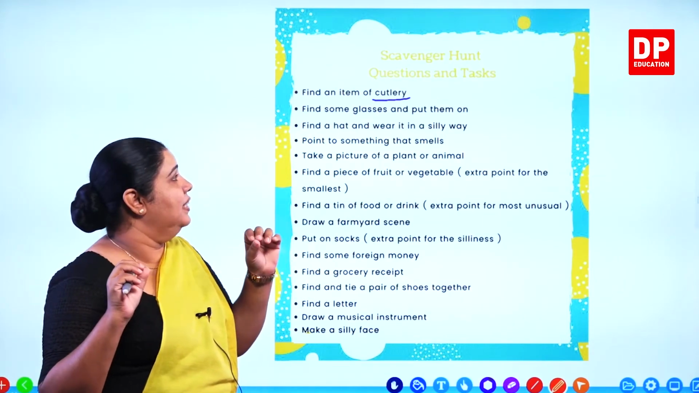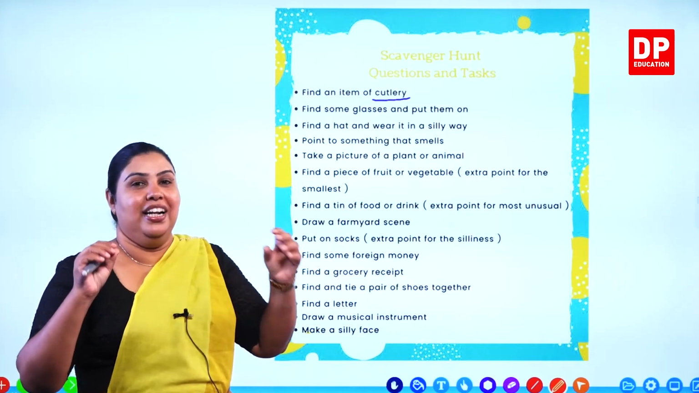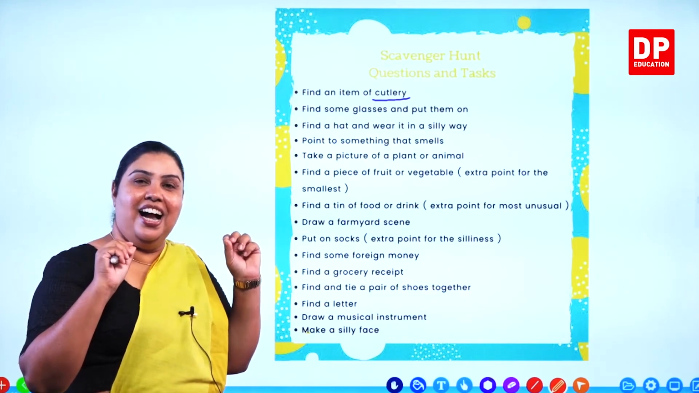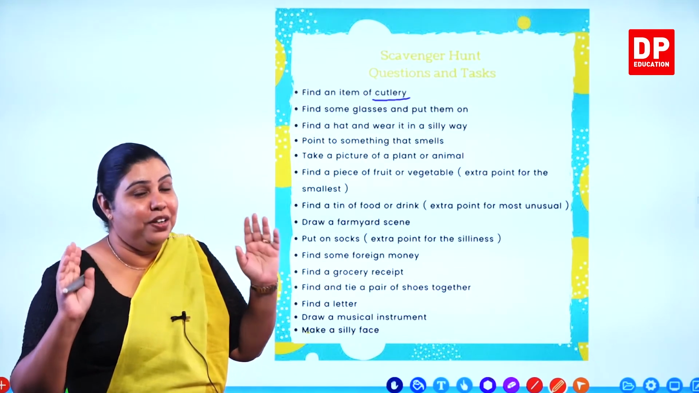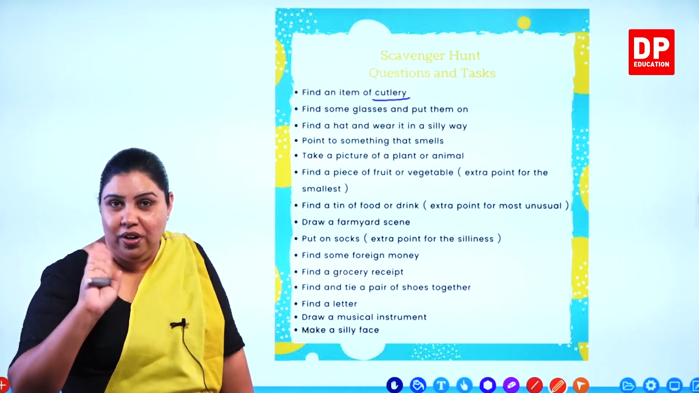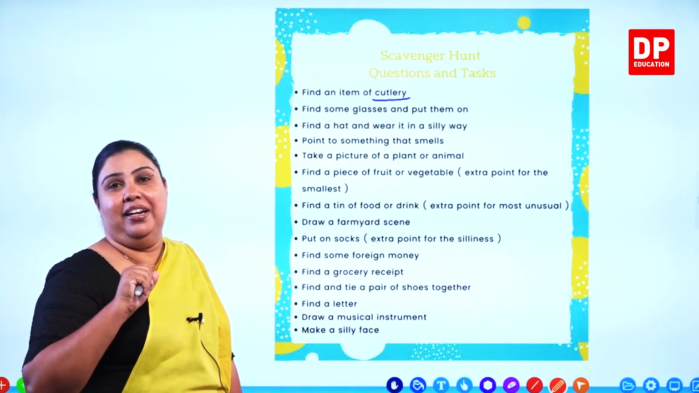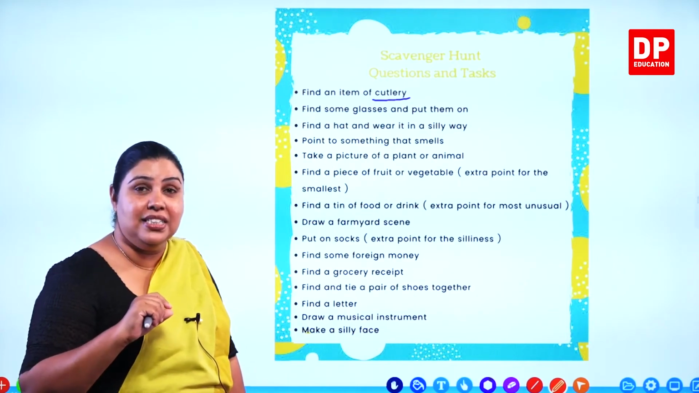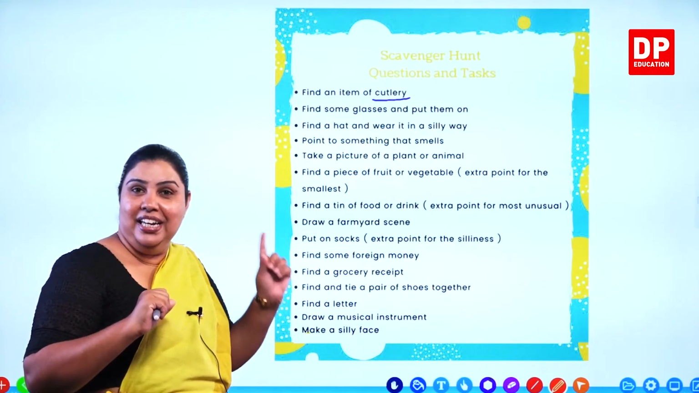Find some glasses and put them on. That is also a kind of a scavenger hunt game. It's not always go looking for things and bring. You have to do certain tasks, and there are questions as well like this.